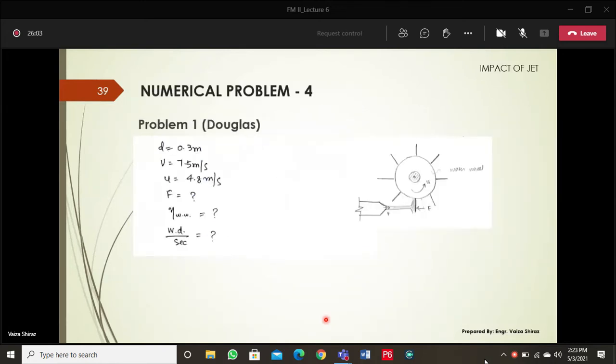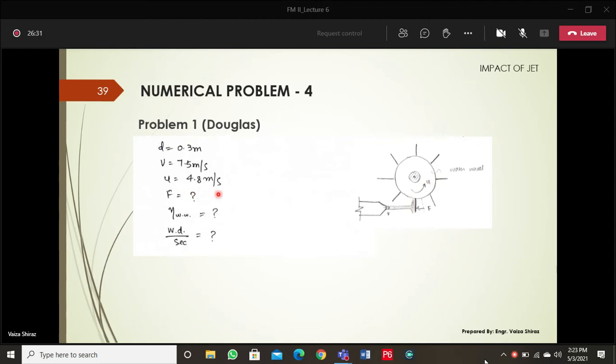Okay, now we'll start with the numerical problem for this case. This is problem number 1 from Douglas. In this case, you are given the condition of a water wheel, which has a number of flat plates. The diameter of the jet is 0.3 meter, moving with a velocity of 7.5 meter per second. It is striking the plate normally, and the velocity of the plate is 4.8 meter per second.